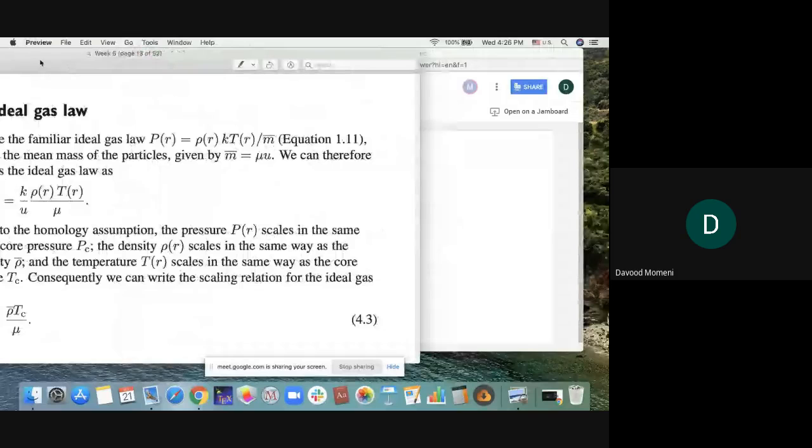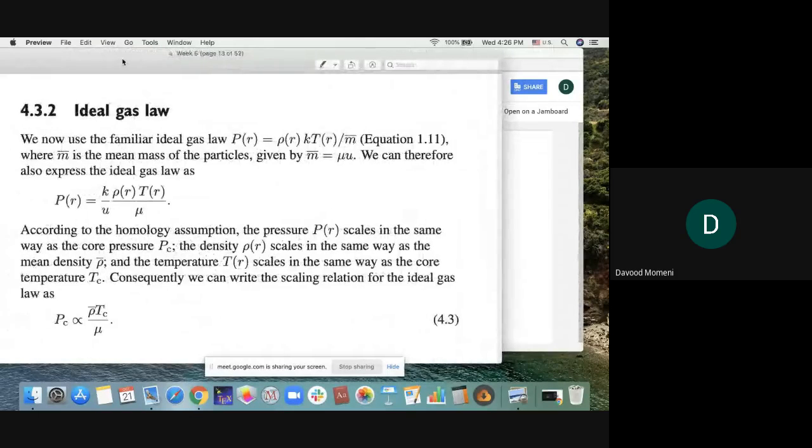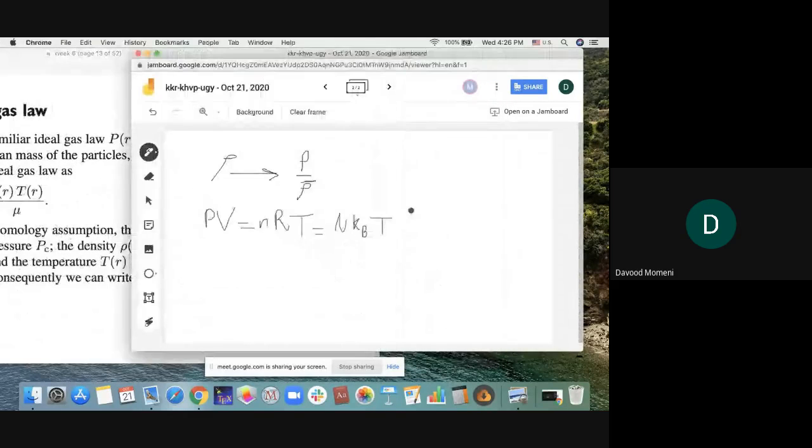How can you write that? You can talk about the average mass and you can talk about the average density. And you can talk about the core pressure. So to make this equation dimensionless, something you have to do. So P should be scaled like P over some quantity which we call P core, which is a constant. Rho, you know what happens for the rho, and volume, you know the volume is scaled like r cubed.